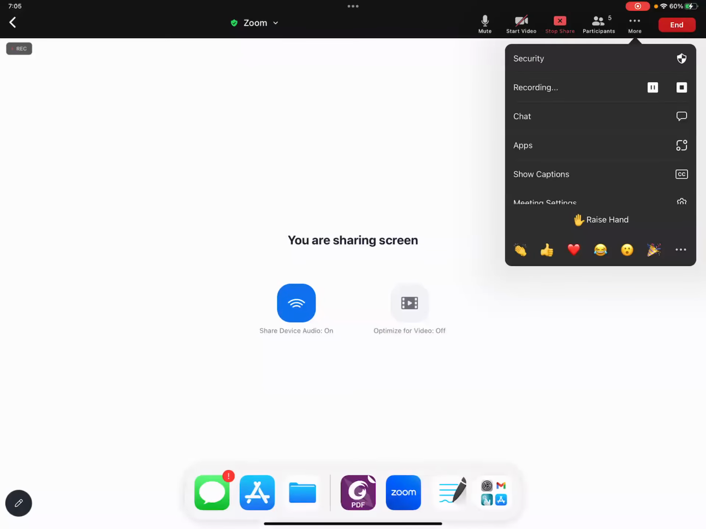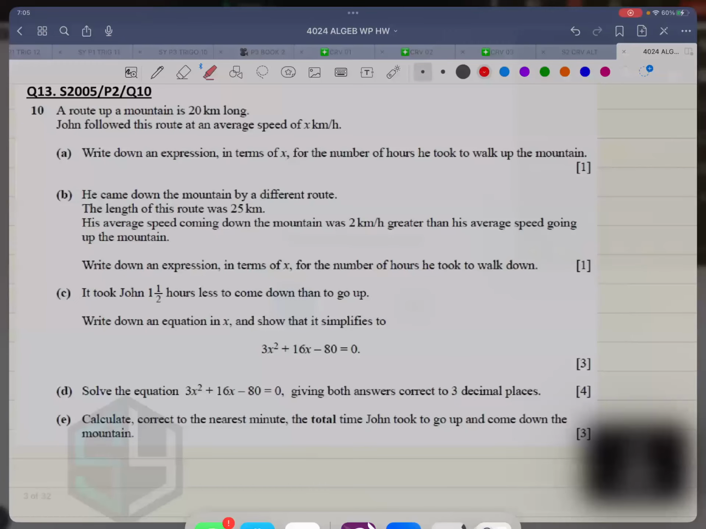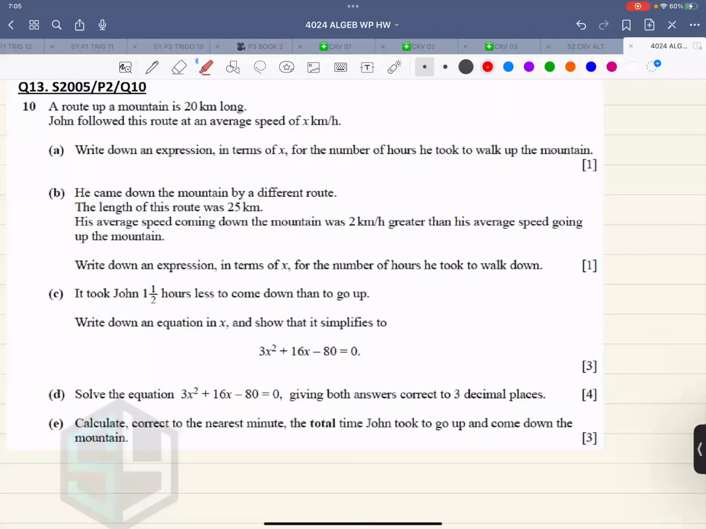Now, let's do some questions related to word problems. The question says, a route up a mountain is 20 kilometers long. John followed this route at an average speed of X kilometers per hour. The very first part says, write down an expression in terms of X for the number of hours he took to walk up the mountain.